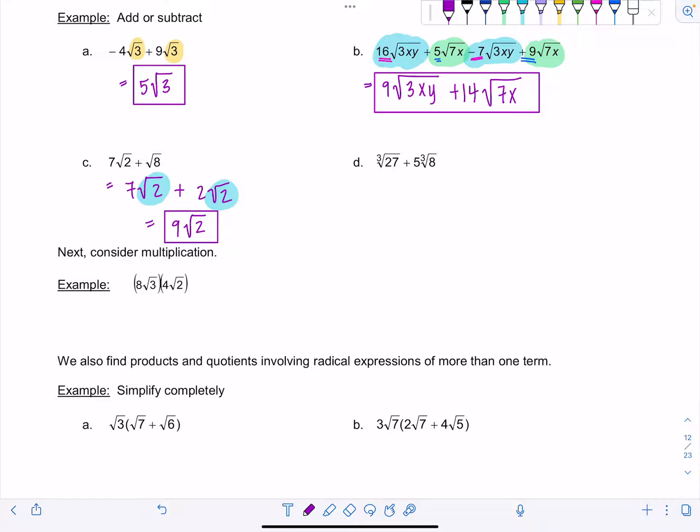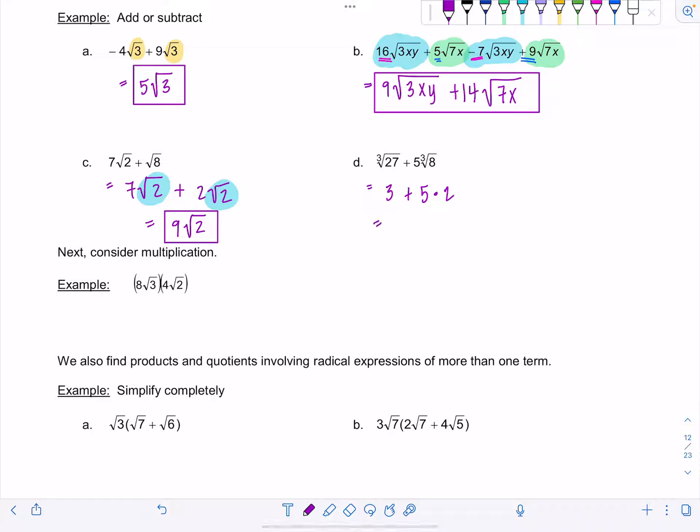Okay, we got one more like this, cube root of 27 plus 5 times the cube root of 8. You might be saying, no, these are not like radicals. But again, let's simplify first. Don't we know the cube root of 27? That's just 3, right? And then 5 times cube root of 8. You know the cube root of 8? What number multiplied by itself 3 times gives you 8? Yeah, it's 2. So this is just 3 plus 5 times 2.